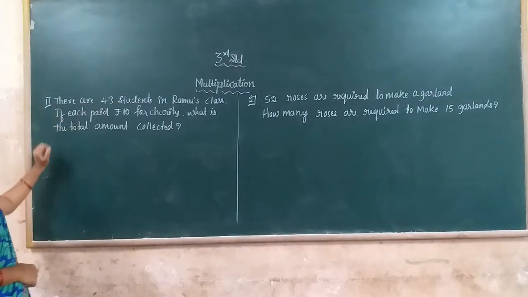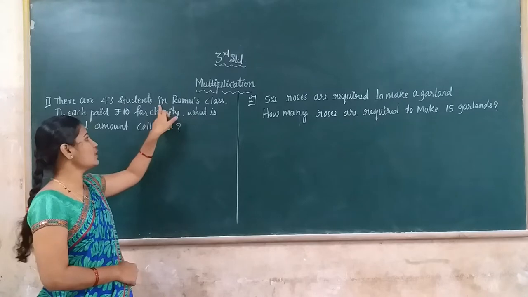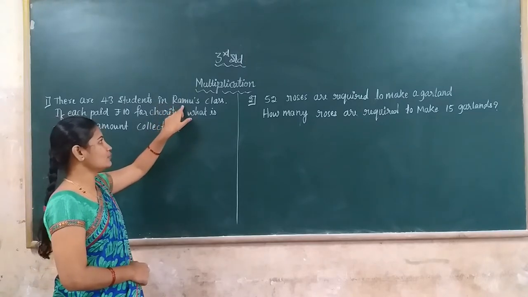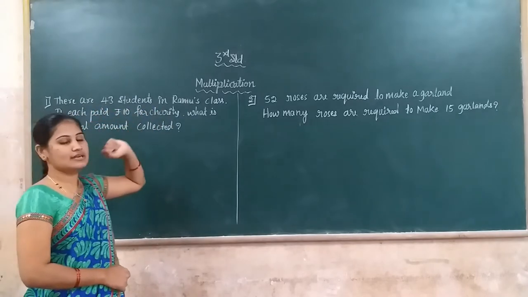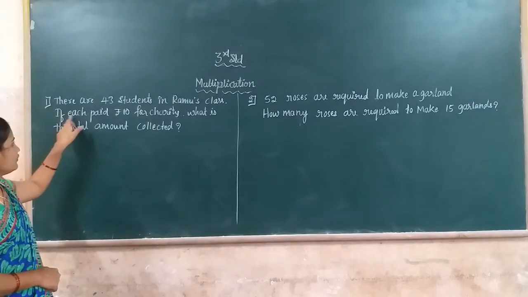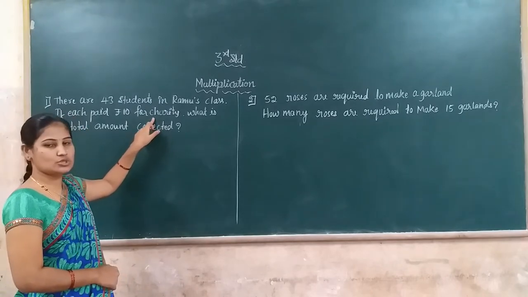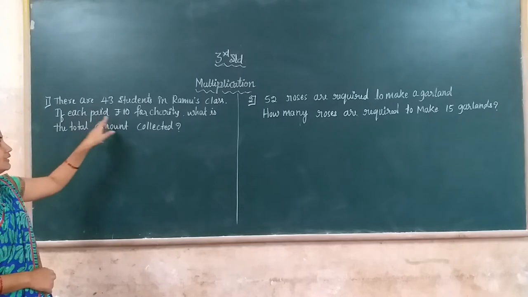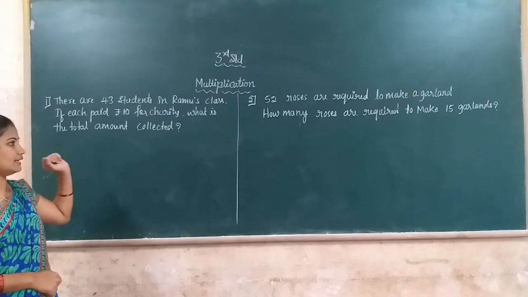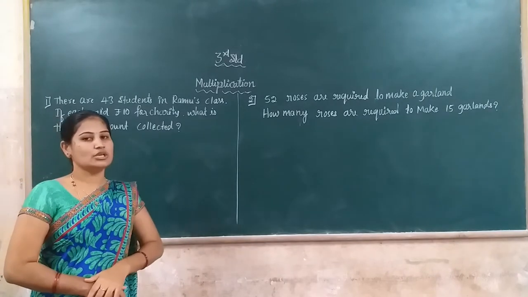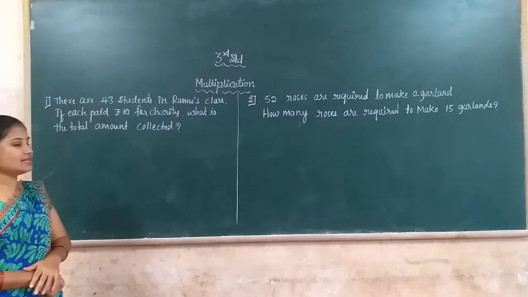Dear students, there are 43 students in Ramu's class. One of the students is Ramu. If each student paid 10 rupees for charity, what is the total amount collected for the charity? Dear students, you find out the total amount collected from 43 students for the charity.